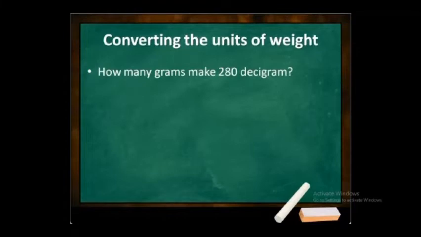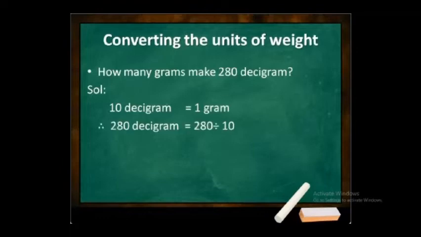The next one is, how many grams make 280 decigrams? So 10 decigrams is equal to 1 gram. 280 decigrams is 280 divided by 10. Now we'll divide it. 280 divided by 10. So 10 28s are 280. So what is the answer you got? 28 grams.